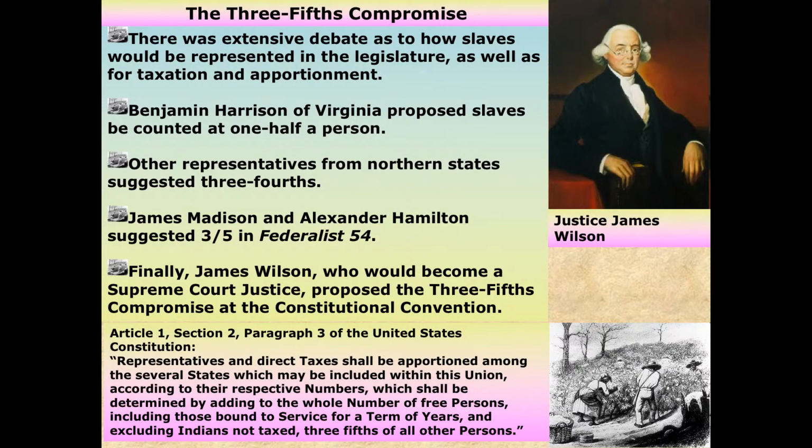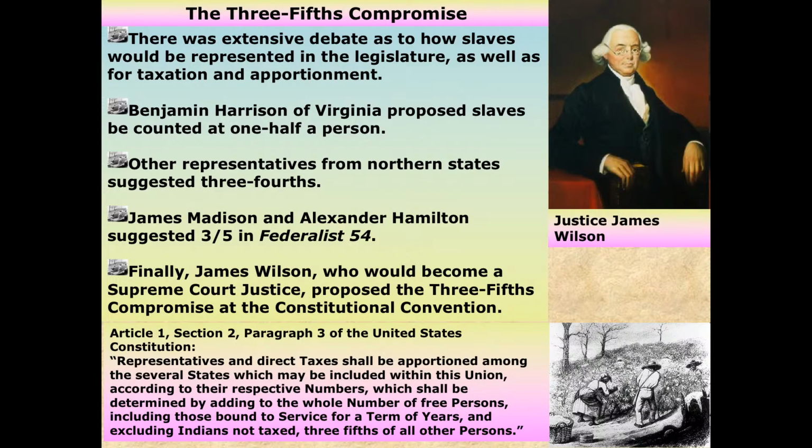So, in comes the 3/5 compromise. It was being debated. Northern states and southern states could not agree on how slaves would be represented. So, Benjamin Harrison in Virginia is being like, hey, why don't you count him as half a person? Other representatives in northern states are like, you know what, 3/4. James Madison and Alexander Hamilton are going to be like, hey, how about 3/5? So, what we ultimately decide on is 3/5.